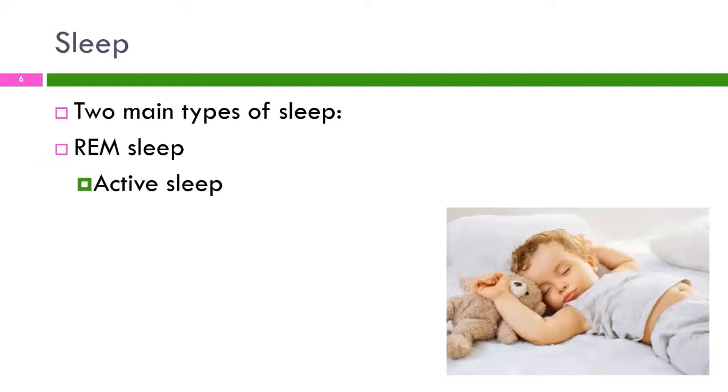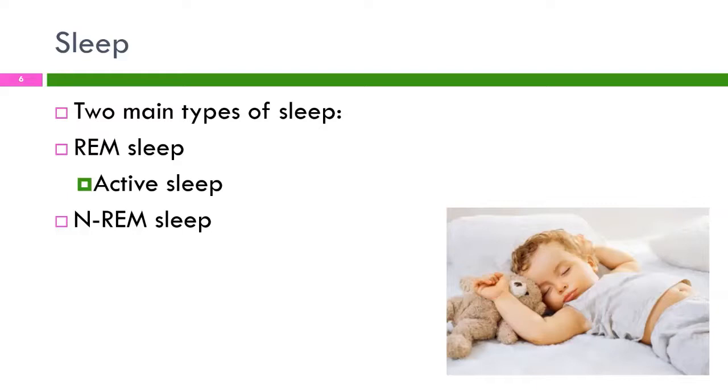Okay. So on to the actual cycles of sleep. There's a couple. There are 4 different levels to sleep, but they're divided up into 2 main types. One is your deepest sleep, although it's actually when you're most active during sleep. This is called REM sleep, or rapid eye movement sleep.